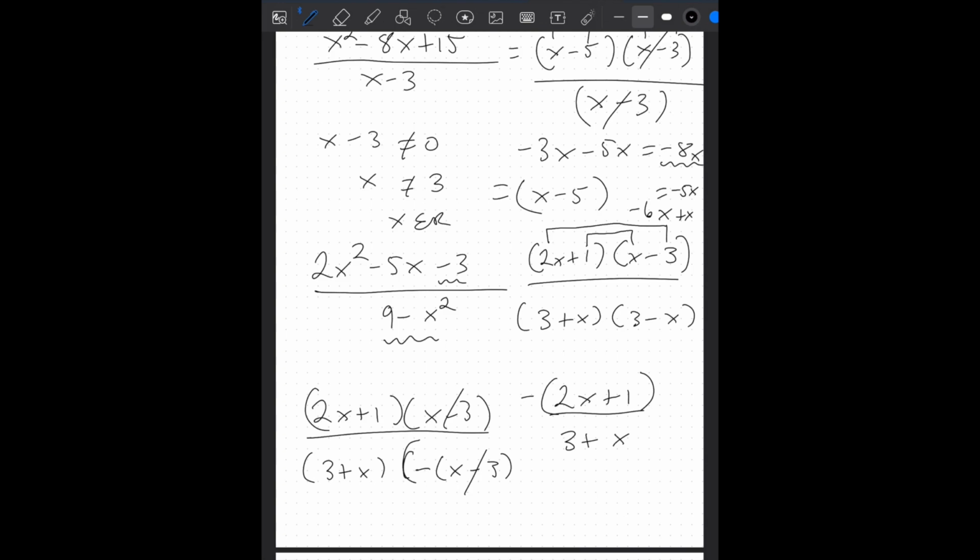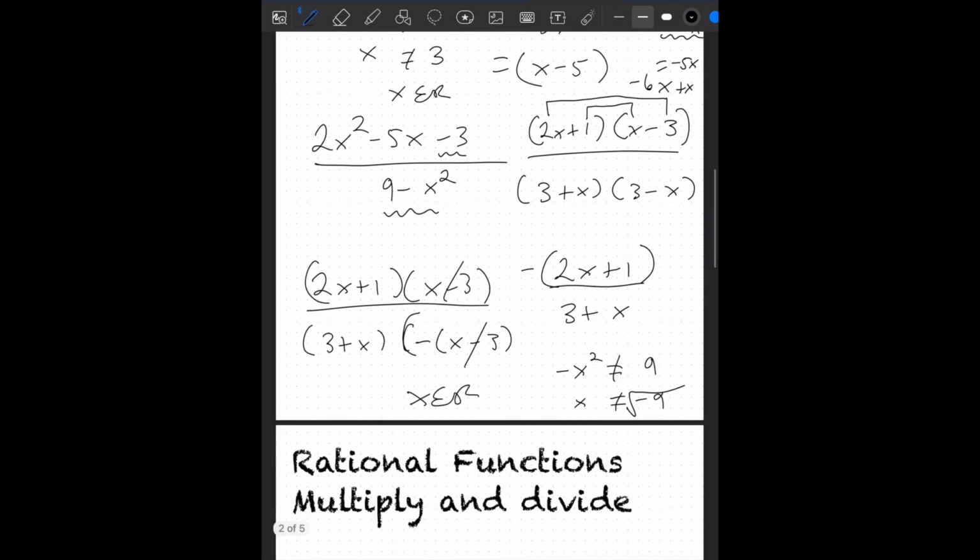And then as far as our non-permissible values, we would set negative x squared cannot equal 9. So if you move this over, and then try to take the square root of negative 9, that's not possible. So in this case, x belongs to all real numbers. Great.